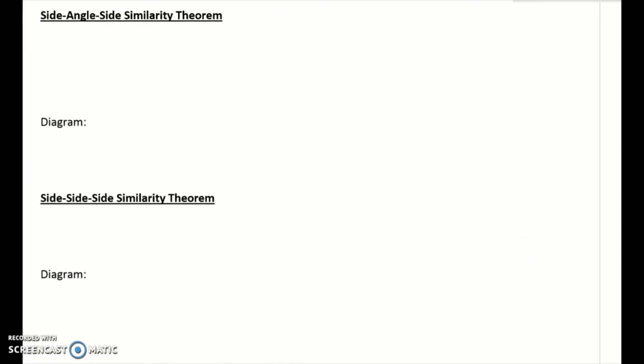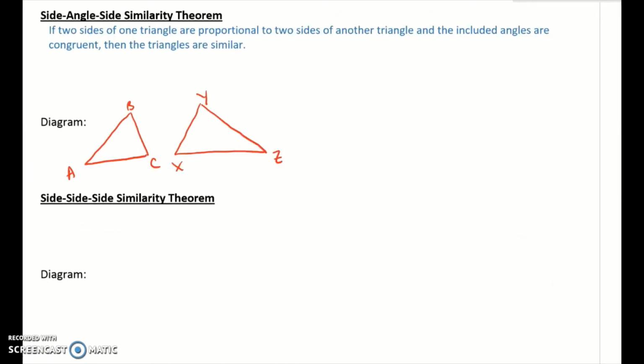So let's see what that says. All right, so this one says if two sides of one triangle are proportional to two sides of another triangle, and the included angles are congruent, then the triangles are similar. So notice again, similarity talks about proportionality. So we don't need the two sides to be congruent, we need them to be proportional.